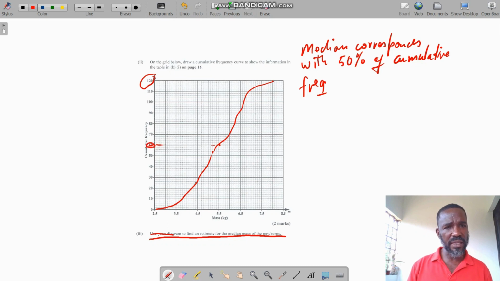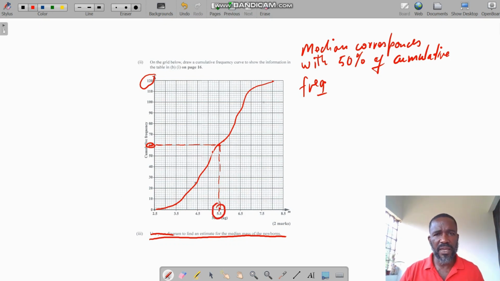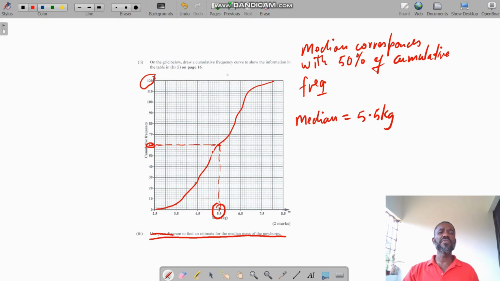So we find 60, we go across. When it touches the ogive, we come down and this mass down here is the mass that would be the median. So the median in this case is equal to 5.5 kilograms. Now, the accuracy of this value will be dependent on how neatly you draw your graph.